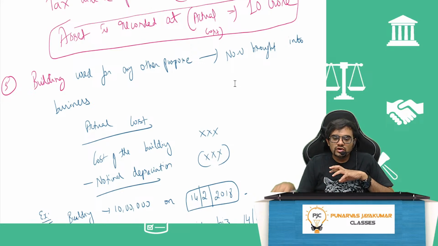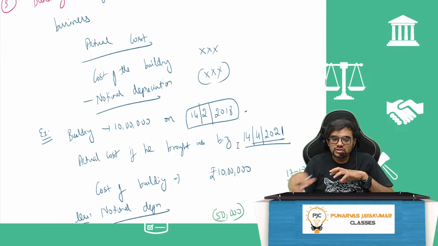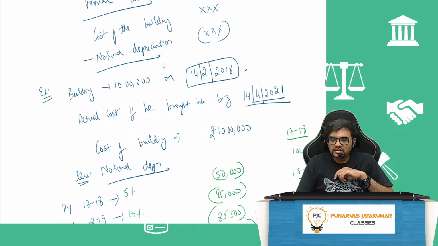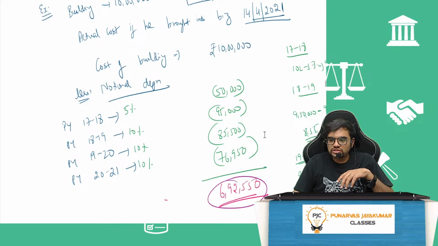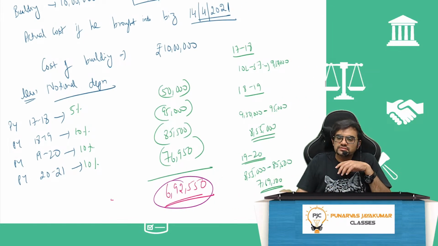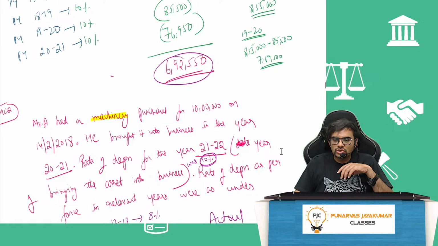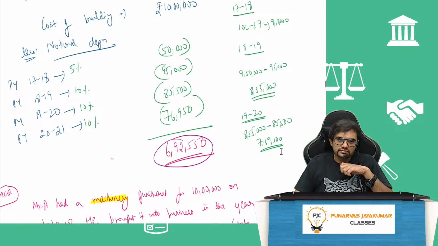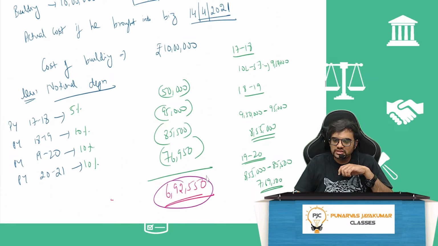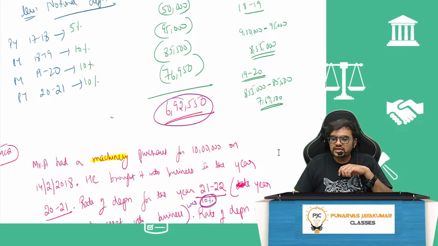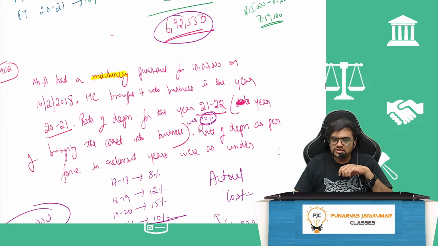Actual cost will be cost of the building minus notional depreciation. For example, building 10 lakh on 14/2/2018. Actual cost if we brought into business on 14/4/2021 is cost of the building 10 lakh minus the notional depreciation. Whatever depreciation for all the years, and finally 6,92,550 is what you need to see.